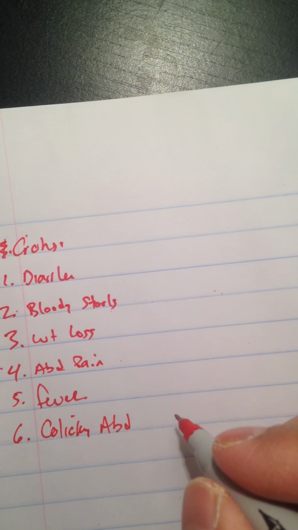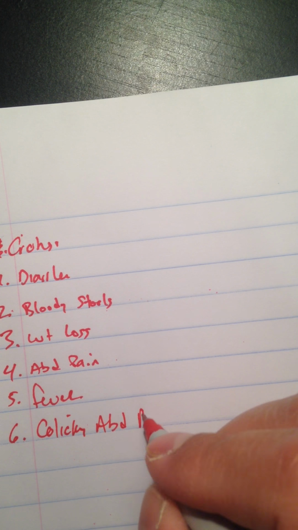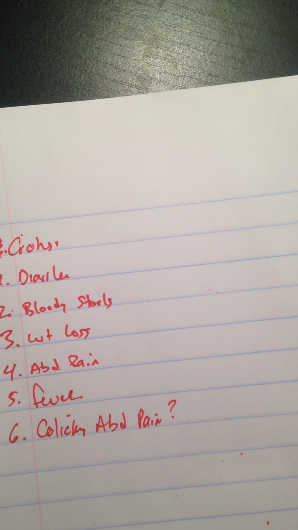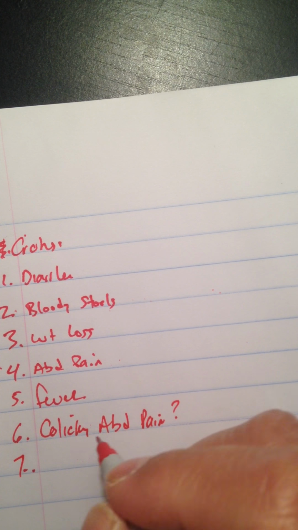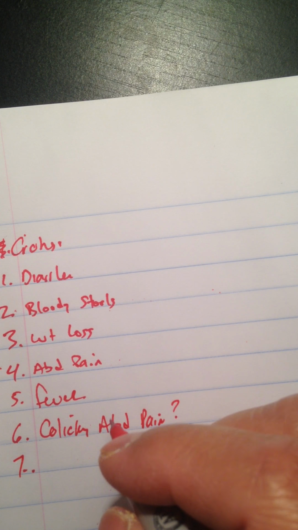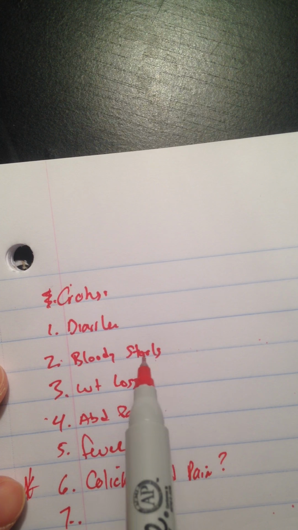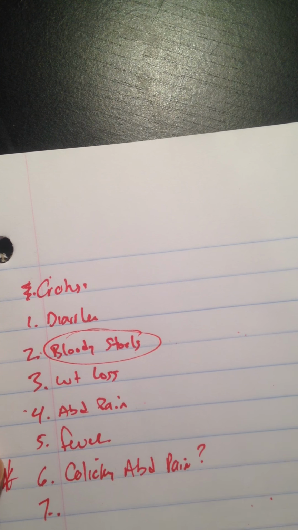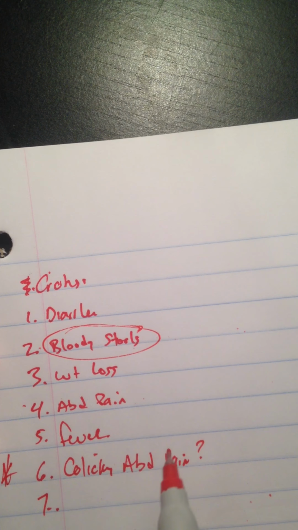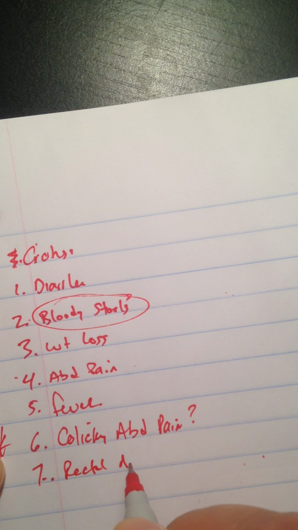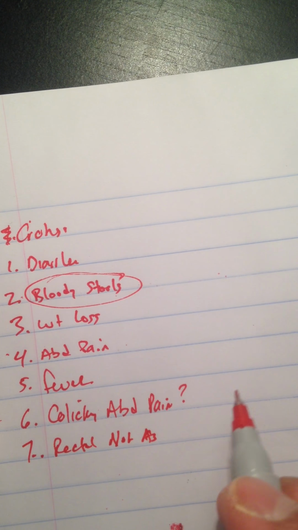Now there is another instance when you would have colicky abdomen pain. Do you remember that? 7. Now we talked about bloody stools, and yes, it is present in Crohn's, but rectal bleeding is not as common as it is in ulcerative colitis.